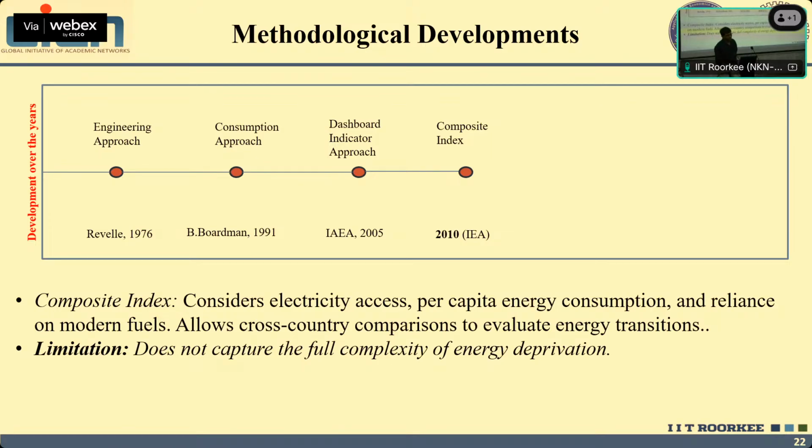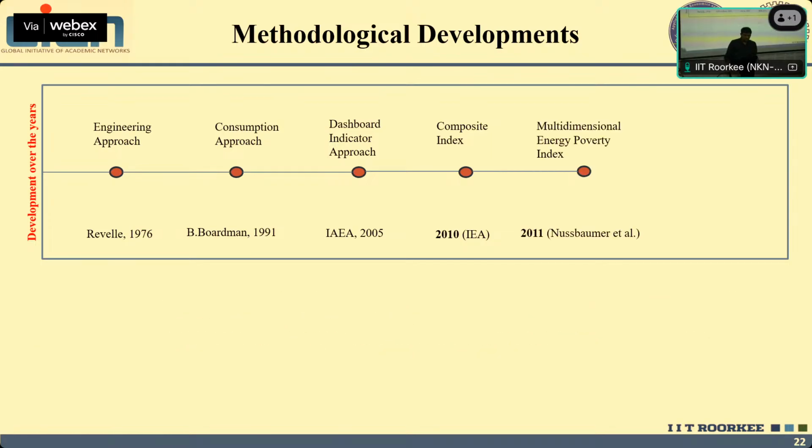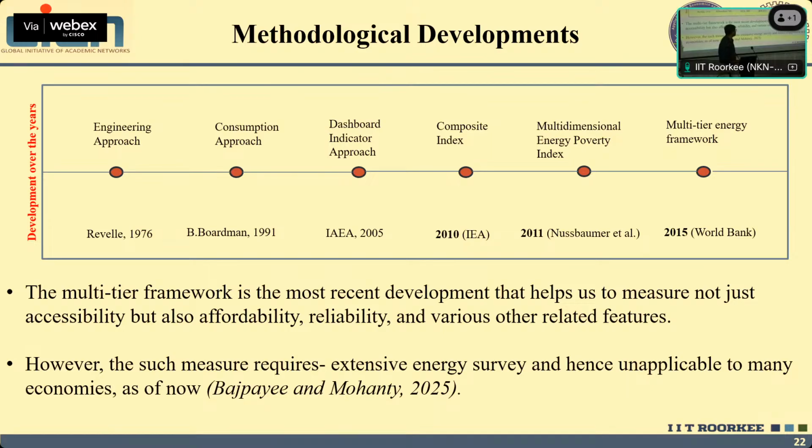And again, in 2010, the International Energy Association included different composite indicators, not necessarily only electricity access. They use more indicators of access, like electricity, per capita energy consumption, reliance on modern fuels. So these things we already discussed. The next one is the most popular one, adapted largely from the multidimensional poverty indicator, none other than the Alkire and Santos 2011, who have the Oxford poverty team as well.